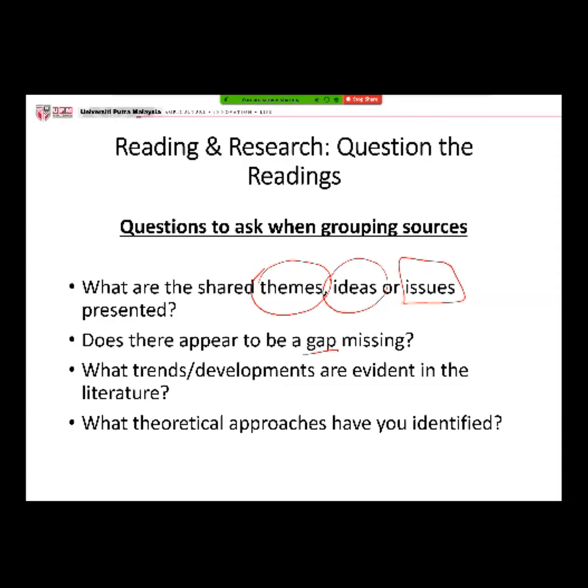What trends or developments are evident in the literature? We look at how people approach certain problems or certain issues. And then, what are the theoretical approaches that you have identified?